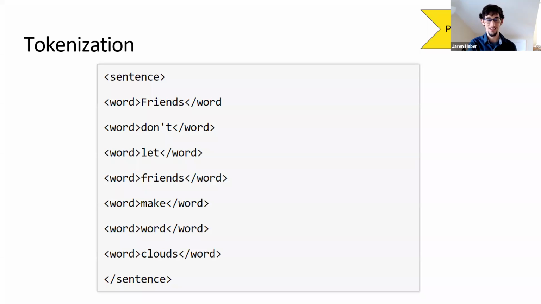Okay, this is what tokenization looks like. Your original sentence is: friends don't let friends make word clouds. That is a niche joke. I don't know if I'll explain it, but the idea is you've got a beginning of a sentence, you've got the words separated out from each other, and then you've got the end of the sentence. And this is an HTML markup. You might recognize this, don't worry if you don't. The point is each element of the sentence, each token, is broken out and separated from each other, so you can analyze them separately and put them in one big bucket.